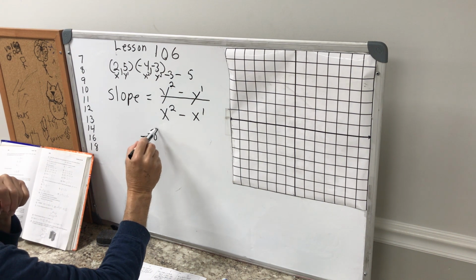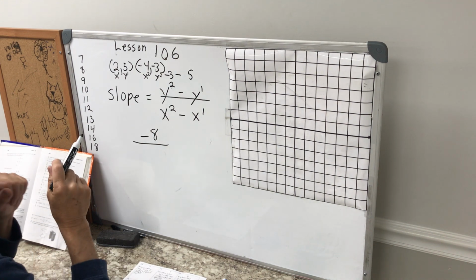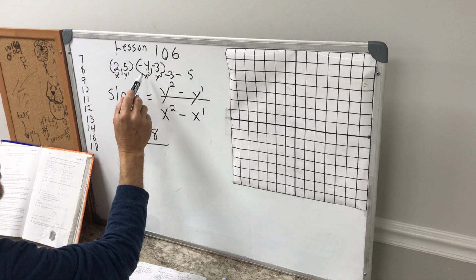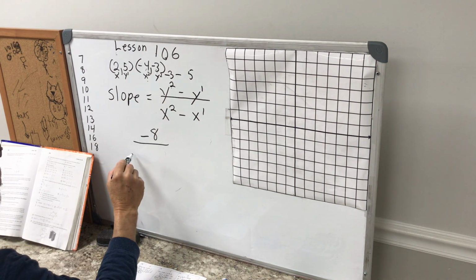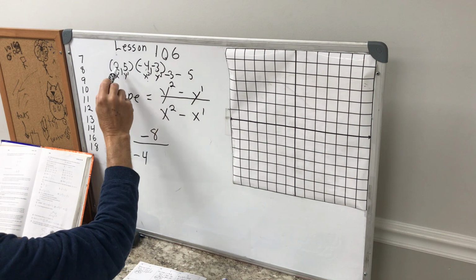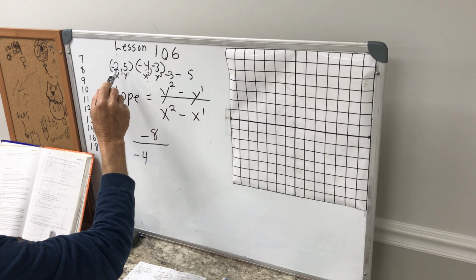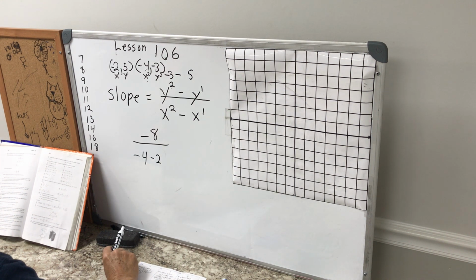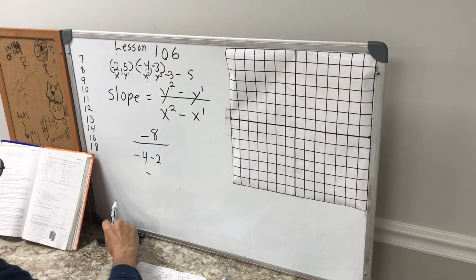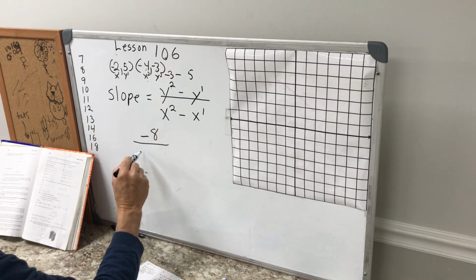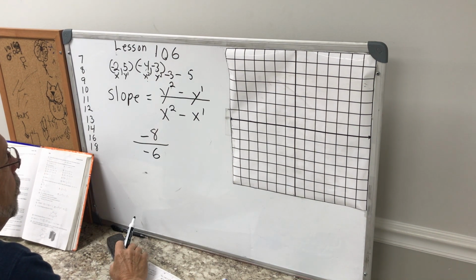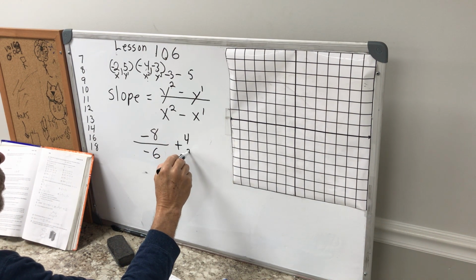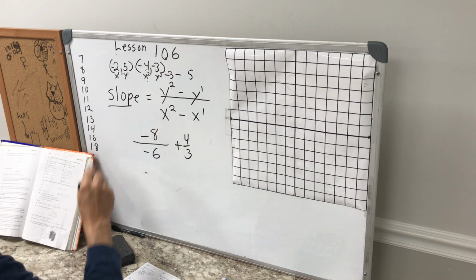That's a negative 8. So on the top we have a negative 8. Now we're going to go to the x, and here's your second x, x2. So we have a negative 4 minus a positive 2, which is a negative 6. Y'all have that. So now we end up with negative 8 over negative 6. Two negatives make a positive. Reduce this down, it's 4 over 3. So now we have solved for the slope.